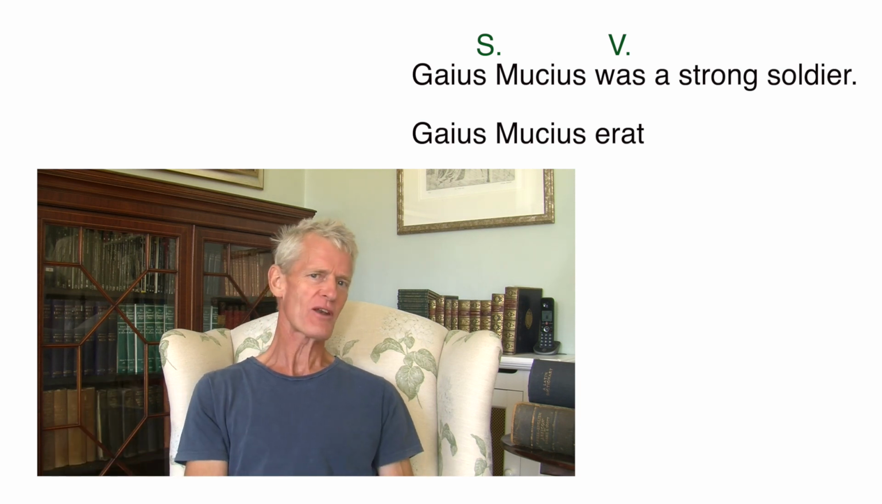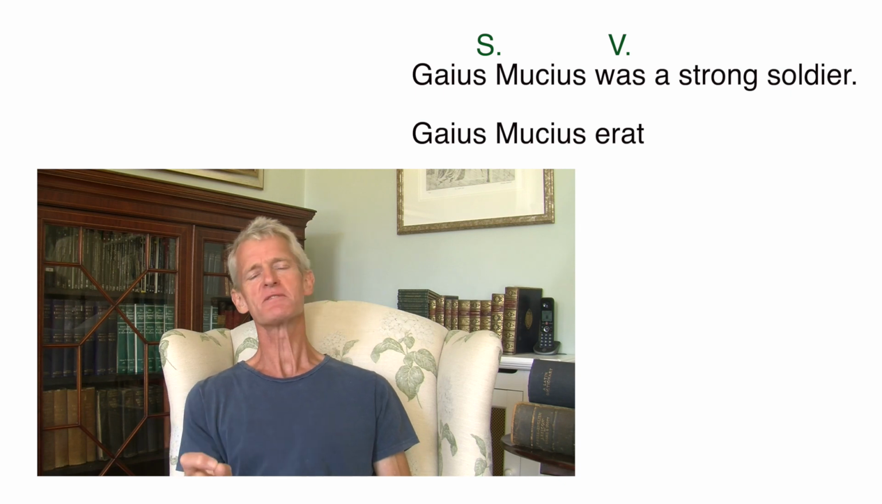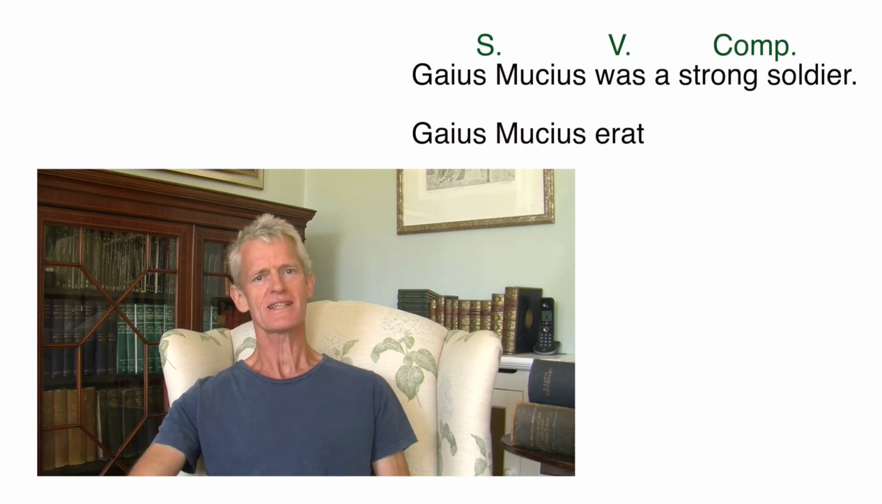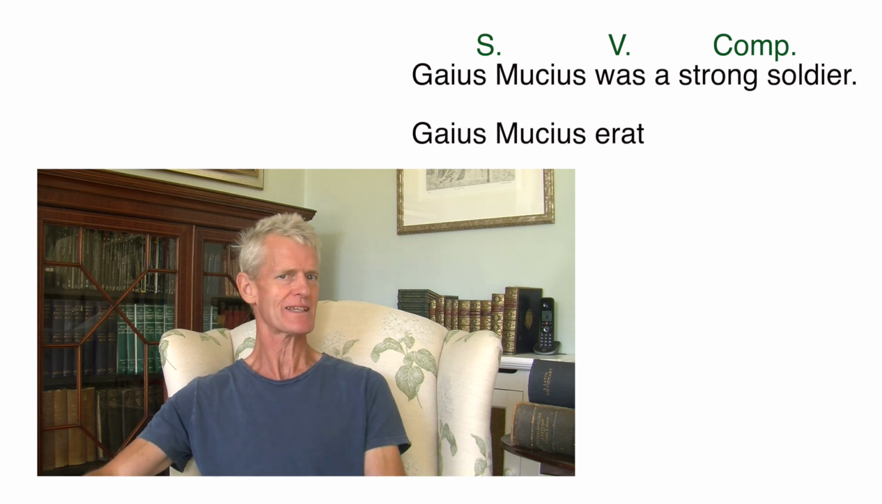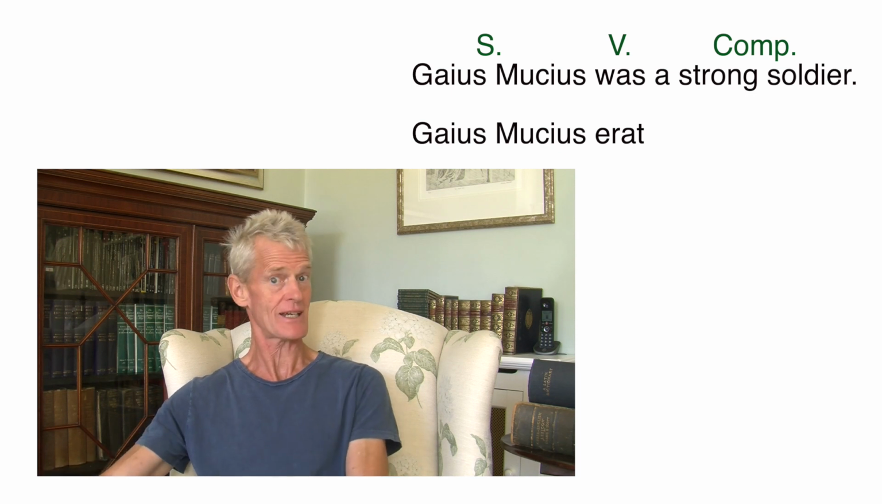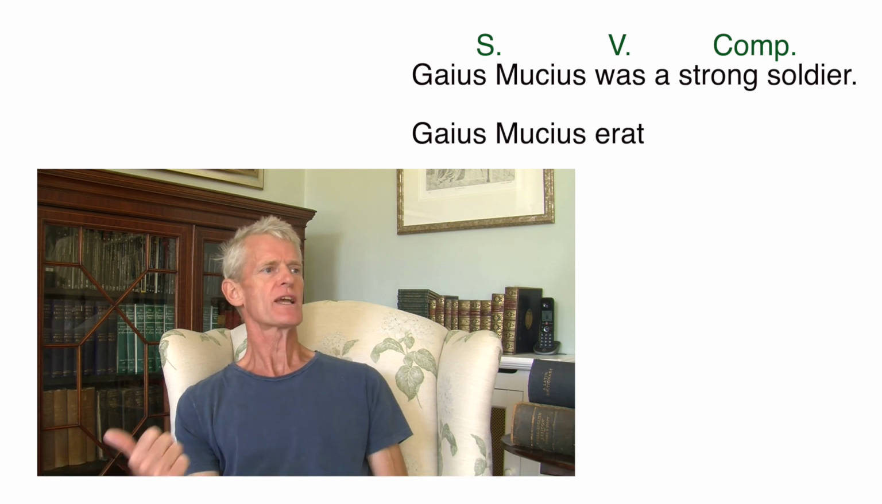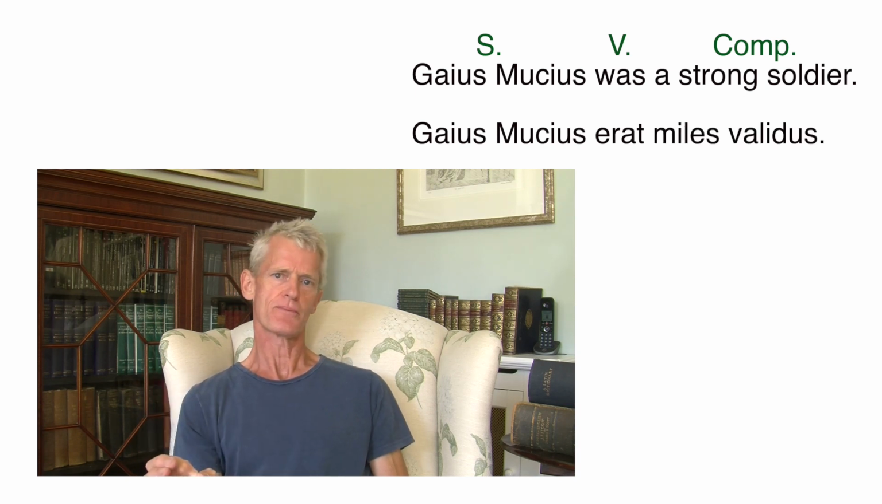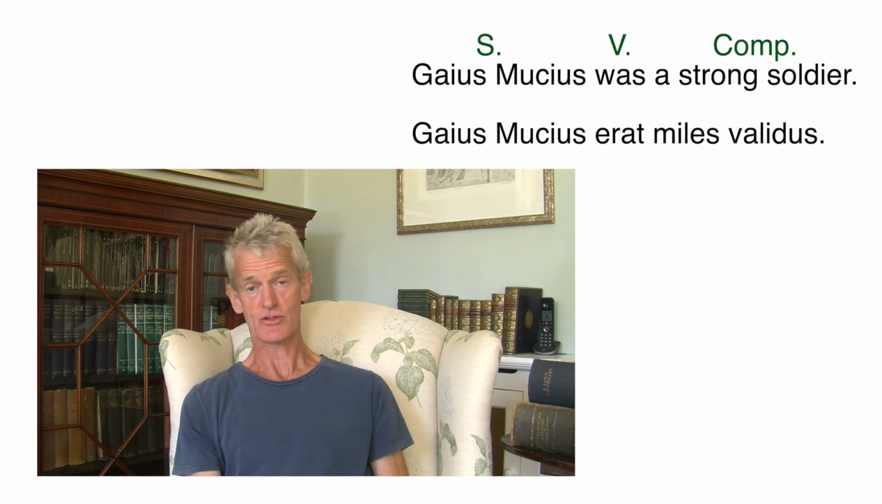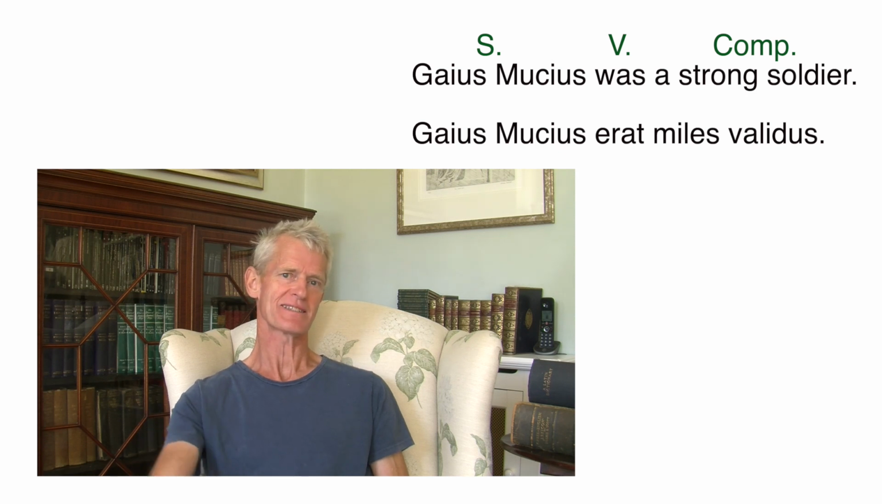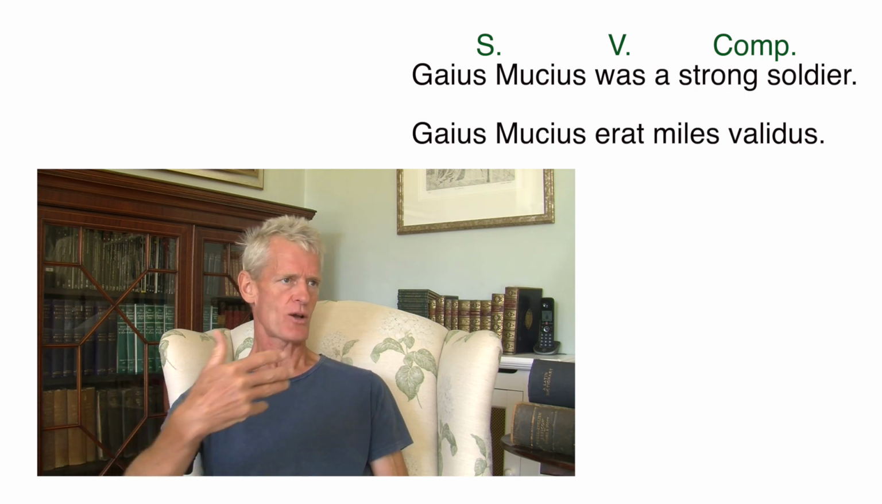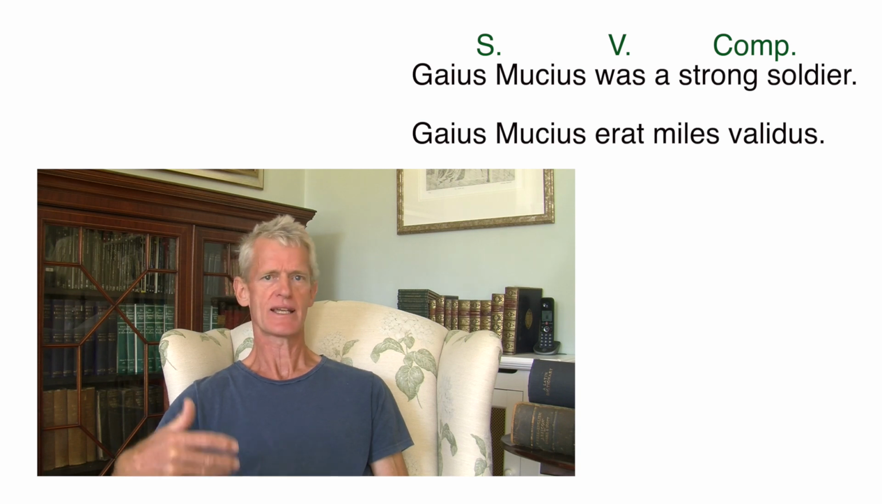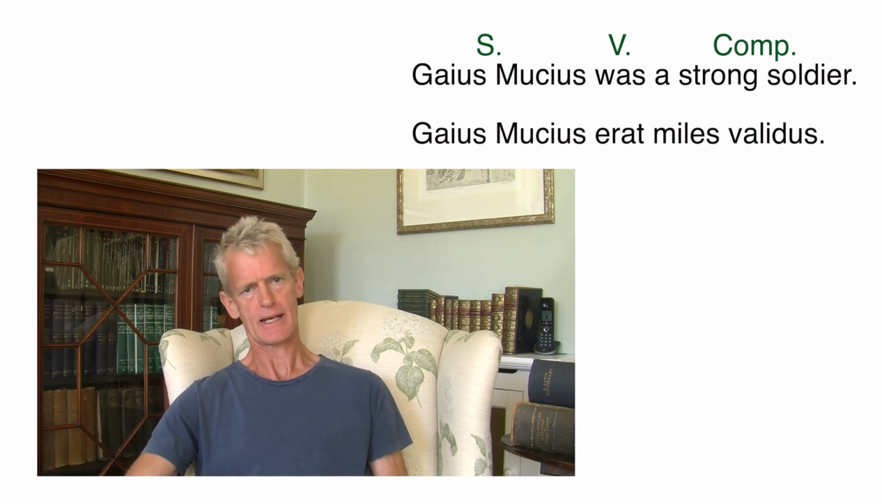Now, you will remember from last time, I hope, that the verb to be is followed by a complement in the nominative case. Do not try to give it an accusative object type thing. That would be a disaster. So, Gaius Mucius erat miles validus. Validus means strong or brave, and miles is a soldier. They are both in the nominative singular case. Miles is masculine, and so validus is being put in the masculine nominative singular.